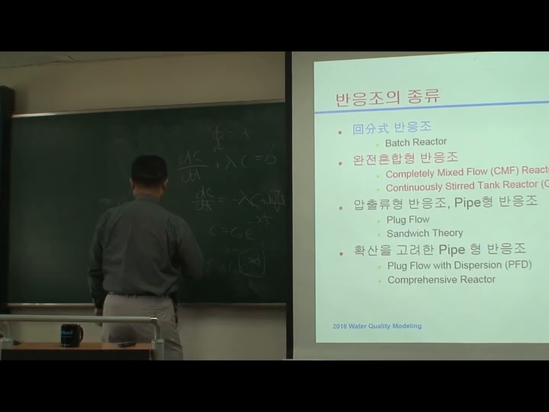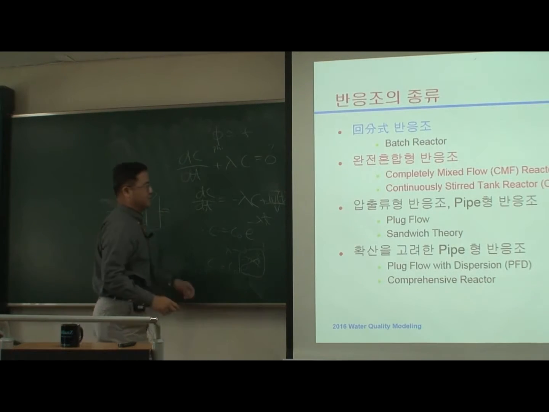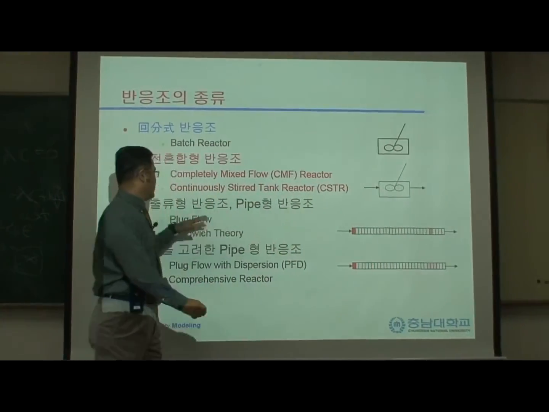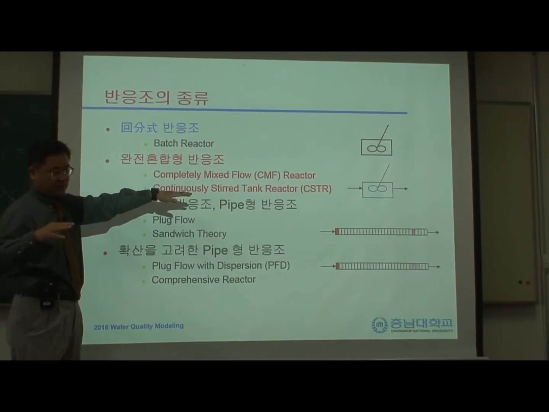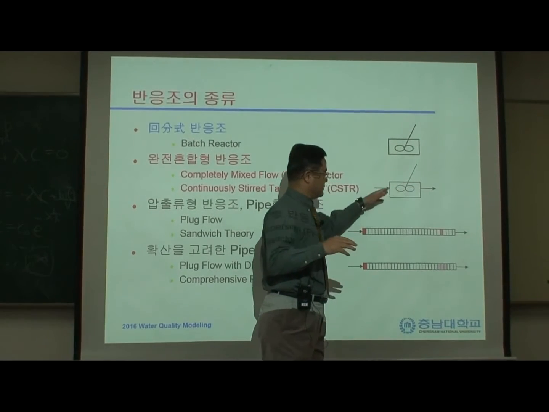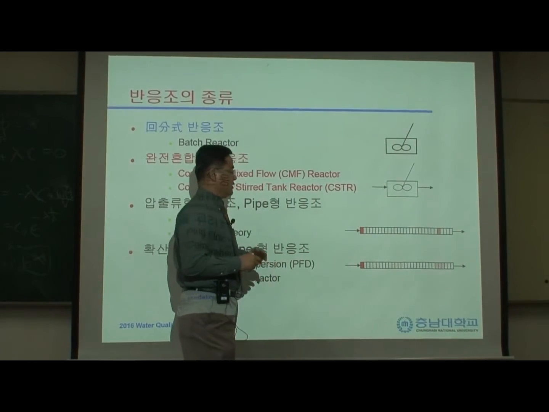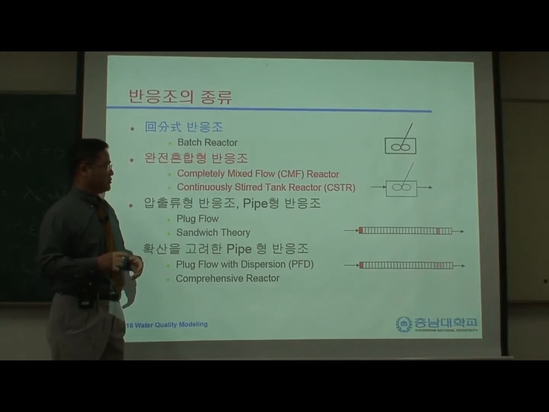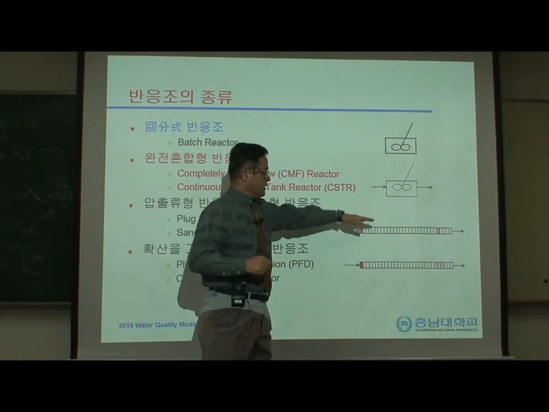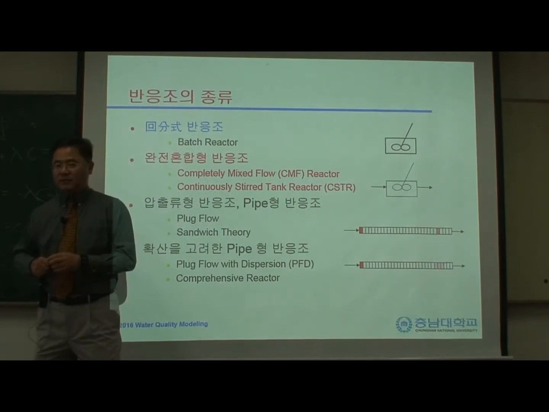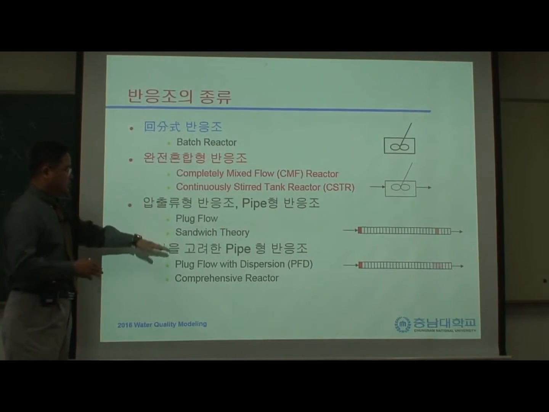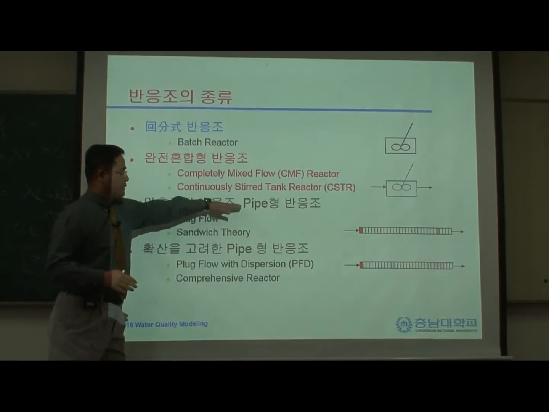And if you have something coming in and something going out, we call that a completely mixed flow reactor, because it is flowing. CMF reactor, or continuously stirred tank reactor, CSTR, which is one of the typical types when we do something in a wastewater treatment plant. Okay, so once you know these two, the rest of the stuff you will understand as just an extension of those two. Okay, and next two that I'm going to talk about is the plug flow.